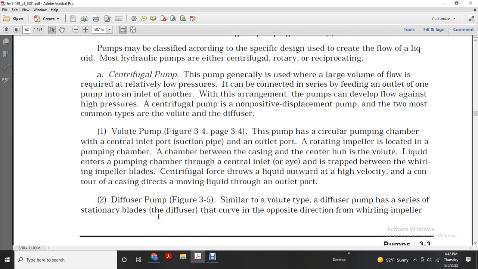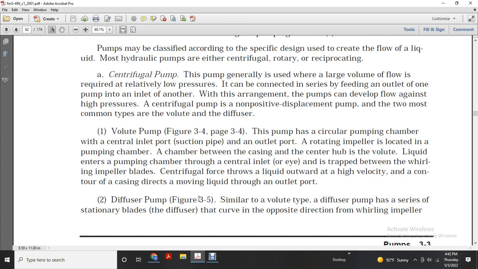Volute pump, figure 3.4. The pump has a circular pumping chamber with a central inlet port with a suction pipe, an outlet port, and a rotating impeller within the pumping chamber. The liquid enters the chamber through the center inlet, or eye, between the impeller blades. Centrifugal force throws the liquid outward at high velocity, and a contoured casing directs the moving liquid through the outlet port.